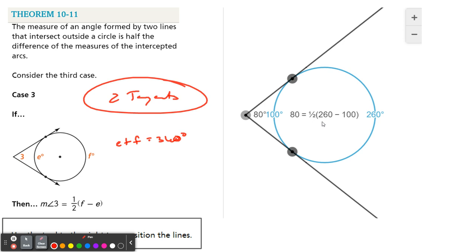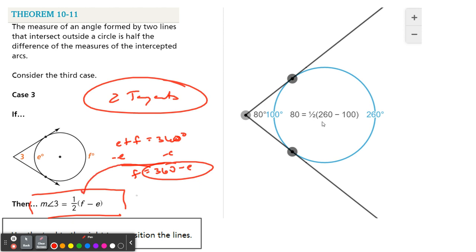Now I'm going to show you a little shortcut, right? Again, half the difference, but because of this, I'm going to claim that you don't have to know E and F. Watch this. Let's solve this for F. Let's subtract E on both sides. So F equals 360 minus E. And let's plug this in for F right there. So we're going to do 1/2 times 360 minus E minus E. Well, that's going to give us 1/2 times 360 minus 2E. If we now distribute that 1/2, we're going to get 180 minus E. And that is also what this measure of angle 3 equals.